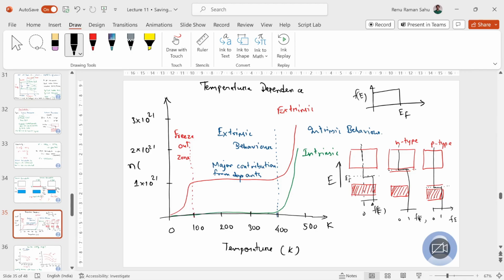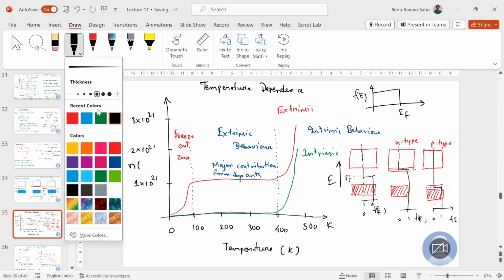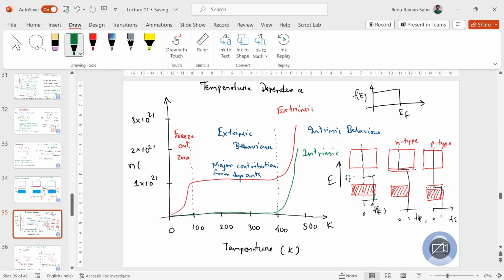Okay, now imagine that we are trying to increase the temperature. When we increase the temperature, what will happen? This thing will get smeared, right? It will get smeared like this. If you remember, when we increase the temperature, this smearing used to take place. This part is clear? Yes, with temperature it smears.